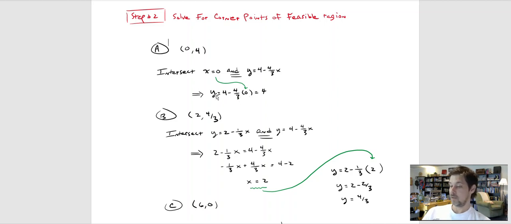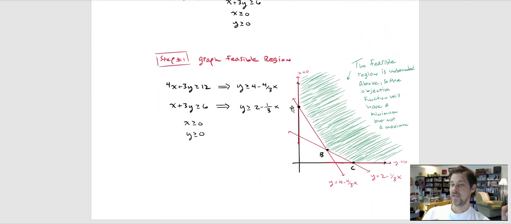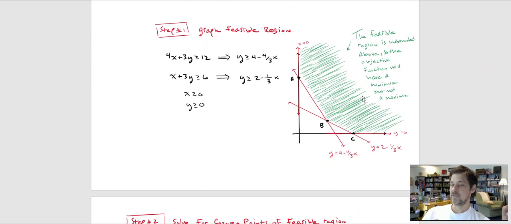It's telling me y. If I plug in the x, I get the y. So the intersection must be x is 0 and y is 4. Okay, so that point is (0, 4). So now I know point A. That's one of the corner points. Let's look at point B.